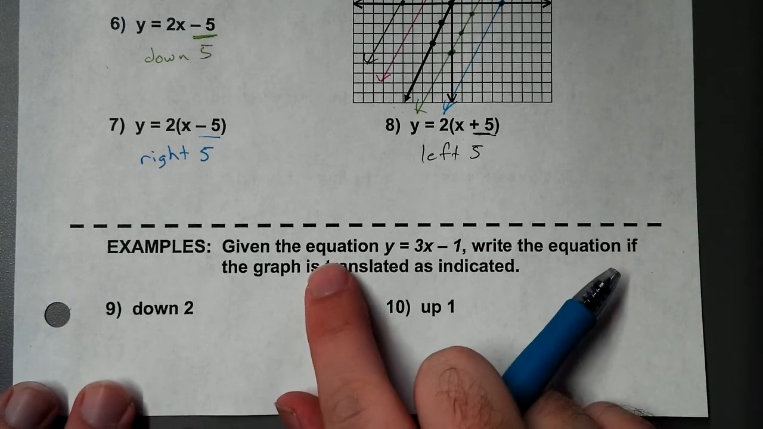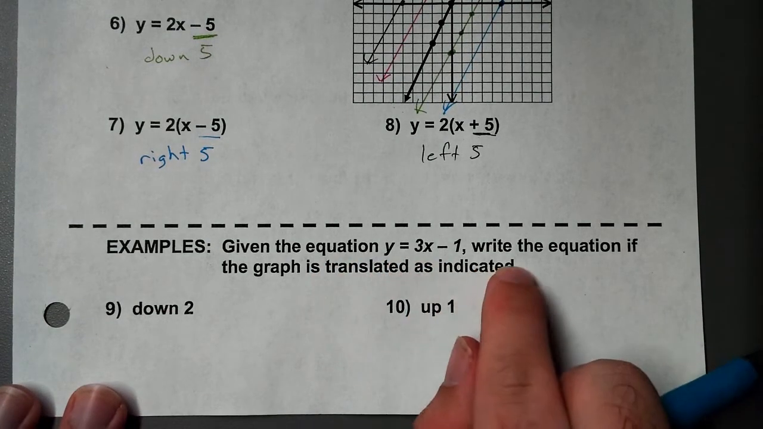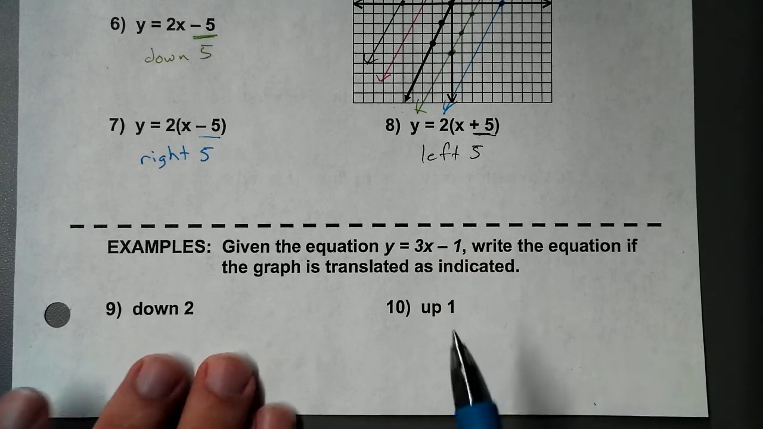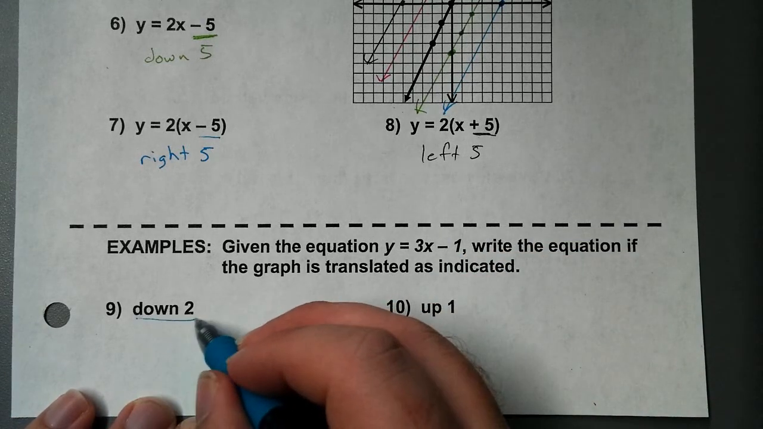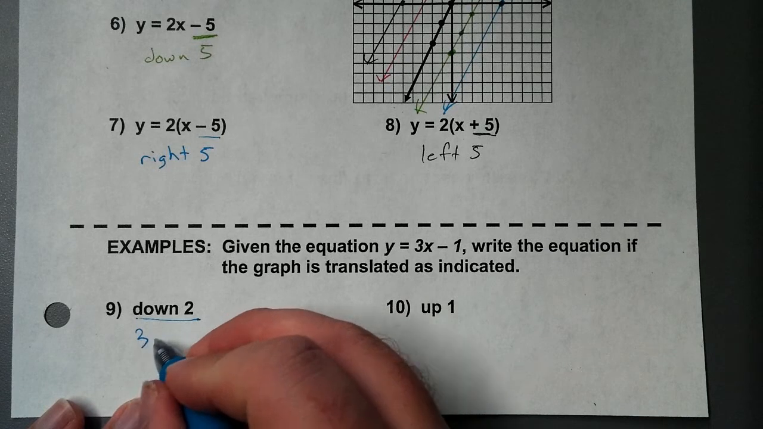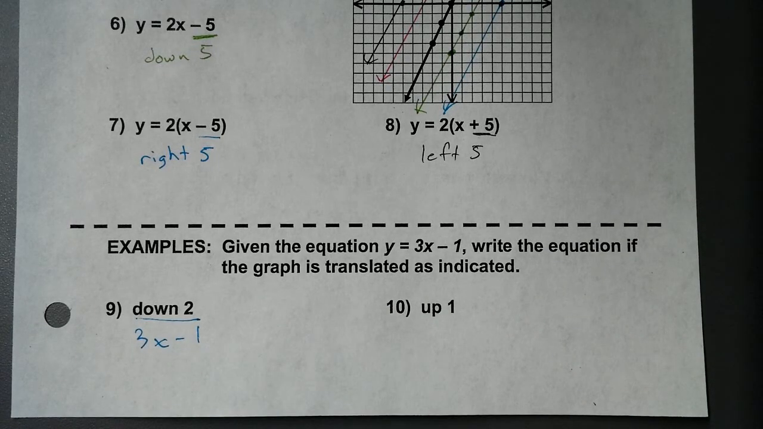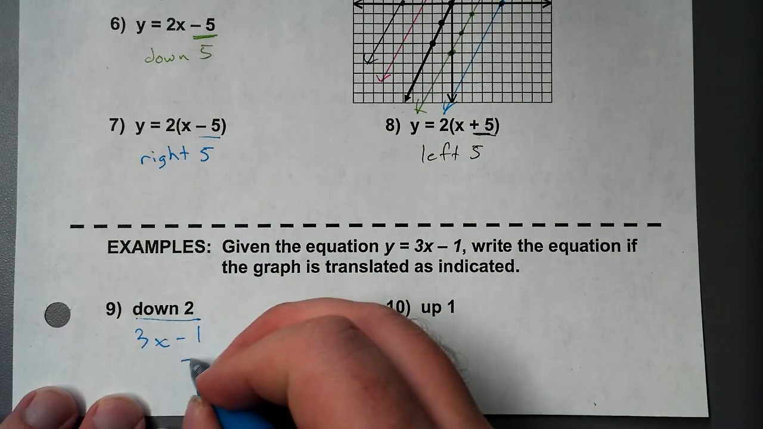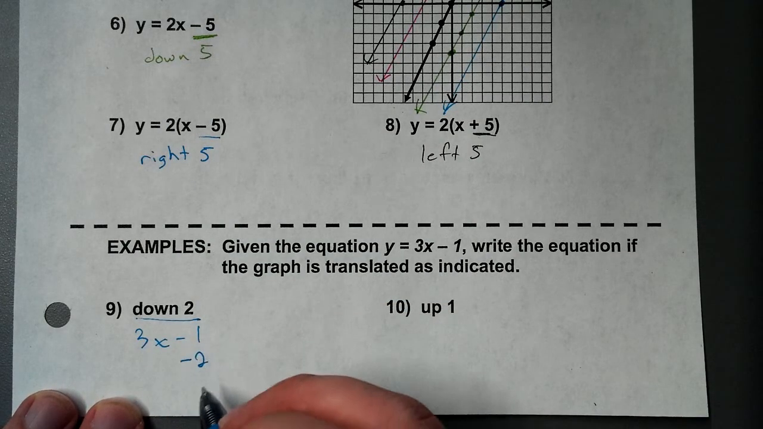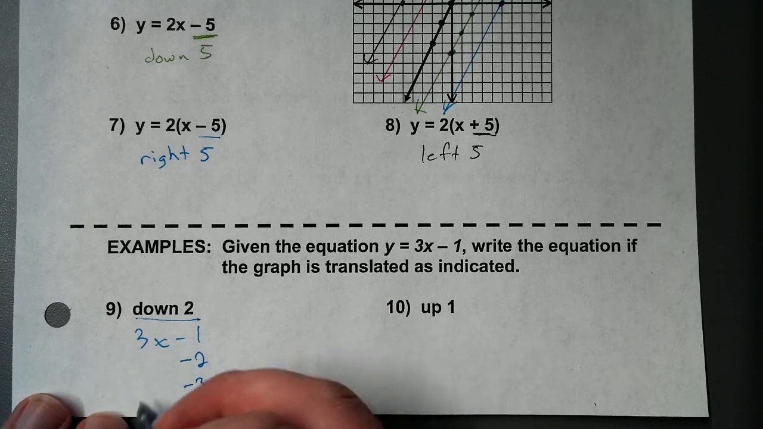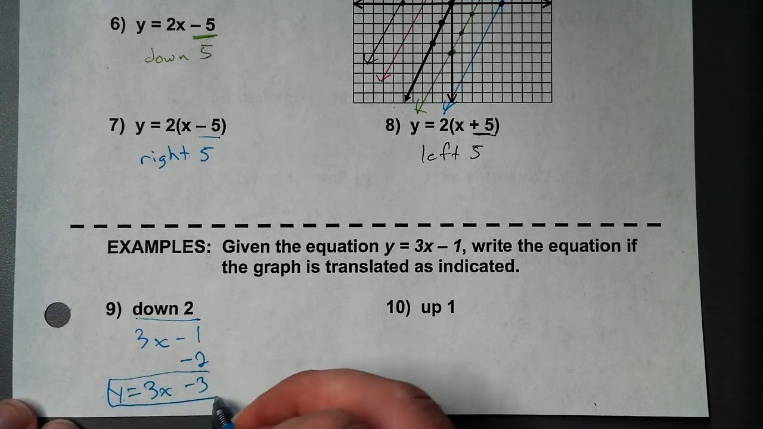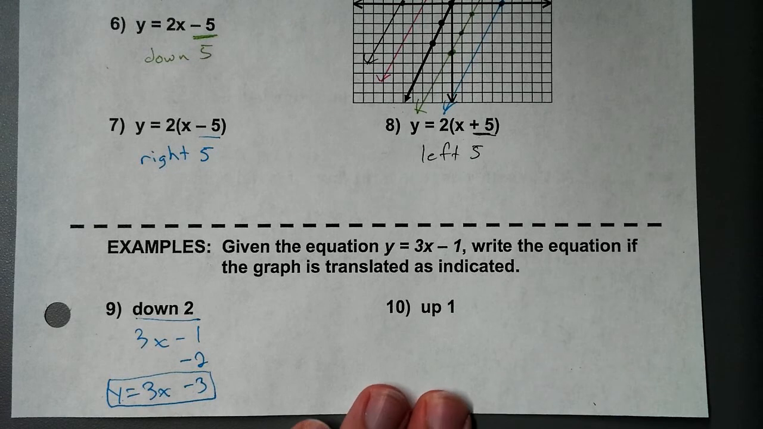The next example says, given the equation y equals 3x minus 1, write the equation if the graph is translated as indicated. So this time we don't have to graph it, we just need to write the equation. Well, if it's going down 2 and it started out as 3x minus 1, how could I show that it's going down 2? When we went down 5, we subtracted 5, so when we're going down 2, we're going to subtract 2. Negative 1 minus 2 is negative 3. So our equation is going to be y equals 3x minus 3, because negative 3 is down 2 from negative 1.